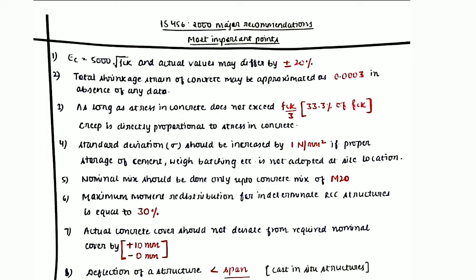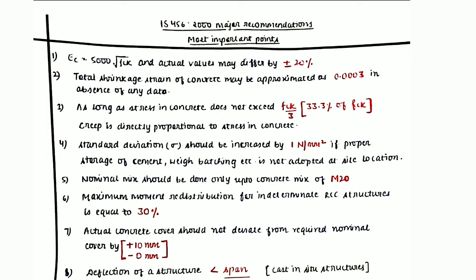So the very first important guideline or recommendation of IS 456 is that Ec is equal to 5000 under root fck, and the values of Ec may differ by plus minus 20%. There can be only plus minus 20% of the error in this value of Ec.